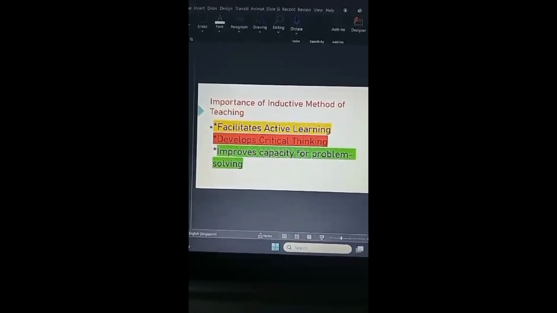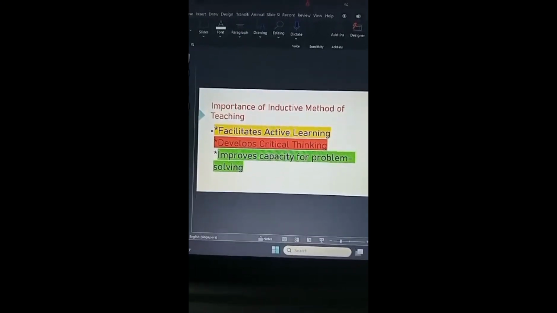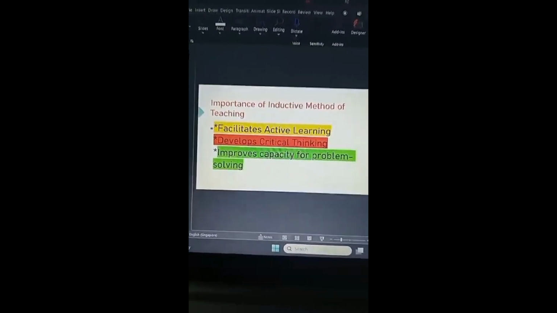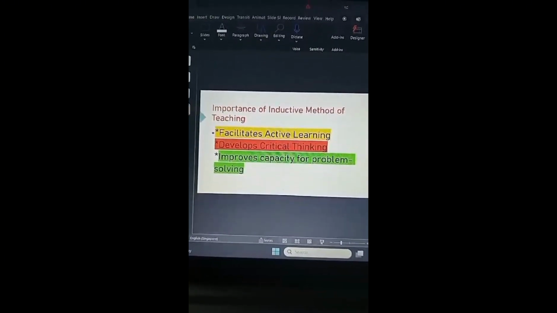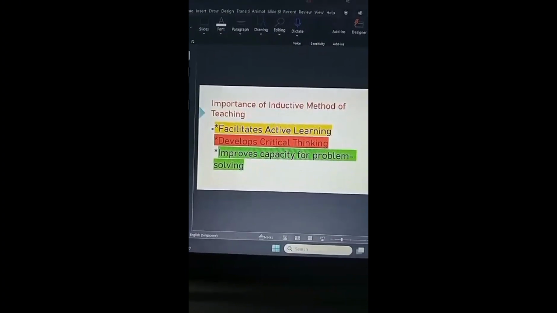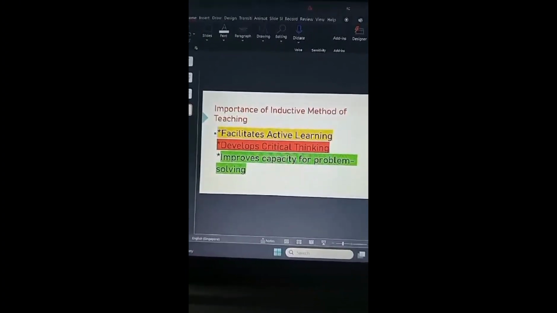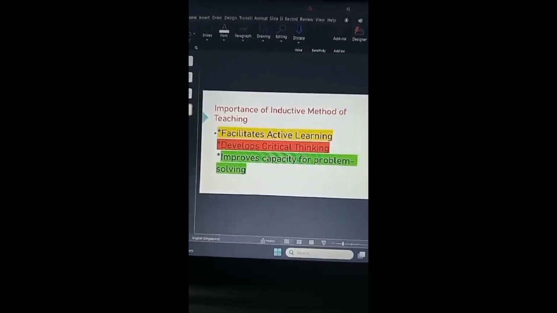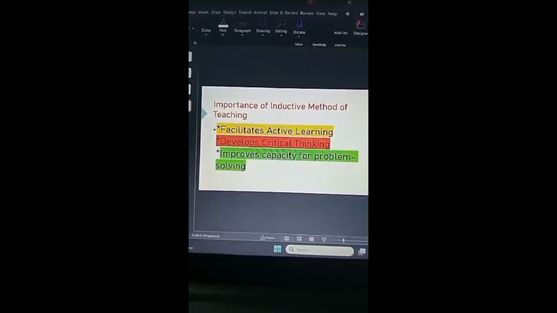It also improves the capacity for problem solving. Students enhance their critical thinking and problem solving skills by analyzing specific instances and drawing general conclusions.